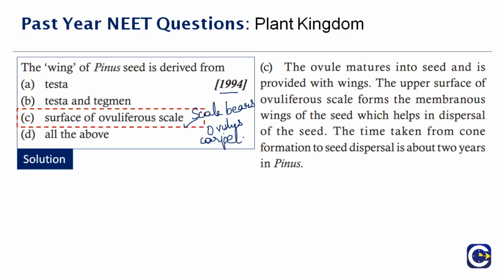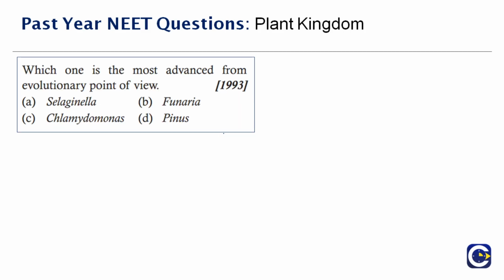Okay, the time taken for the cone formation and for the seed dispersal is about 2 years in Pinus. Okay, now let's move to the next question here. Now this question was asked in the year 1993. Which one of the following is the most advanced from the evolutionary point of view? Okay, fine. And for the correct answer, we are talking about the evolutionary point of view.